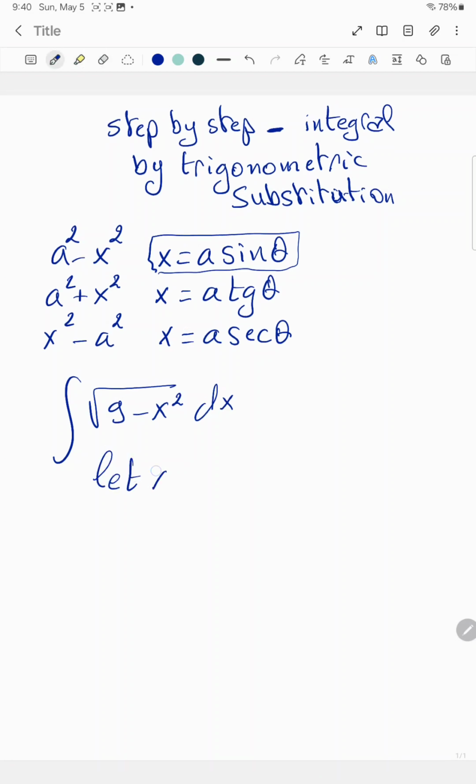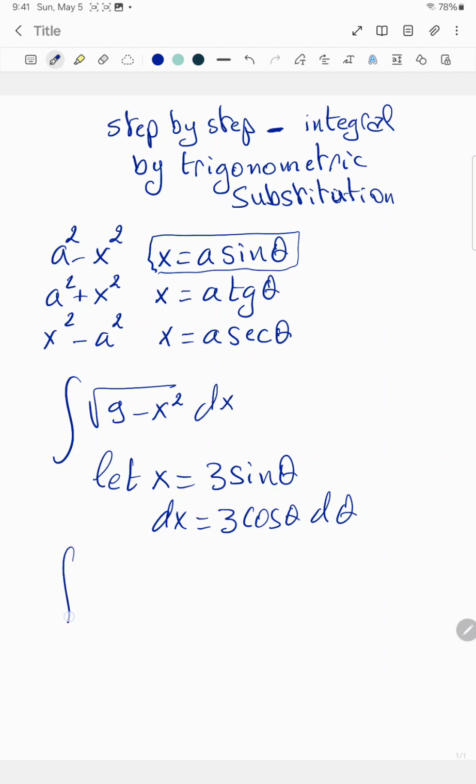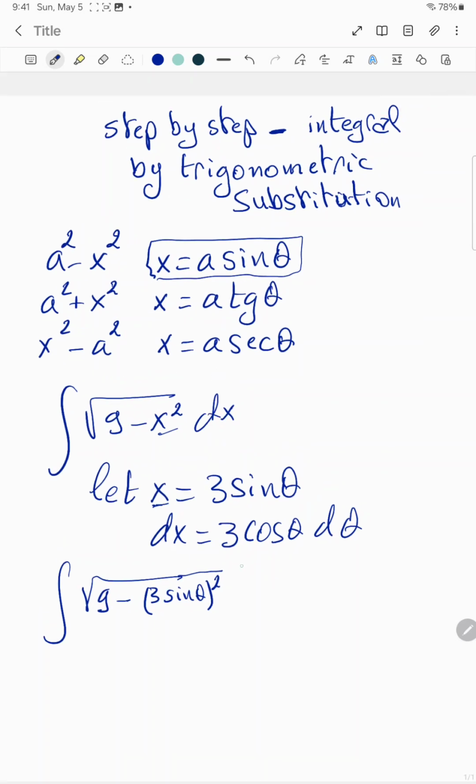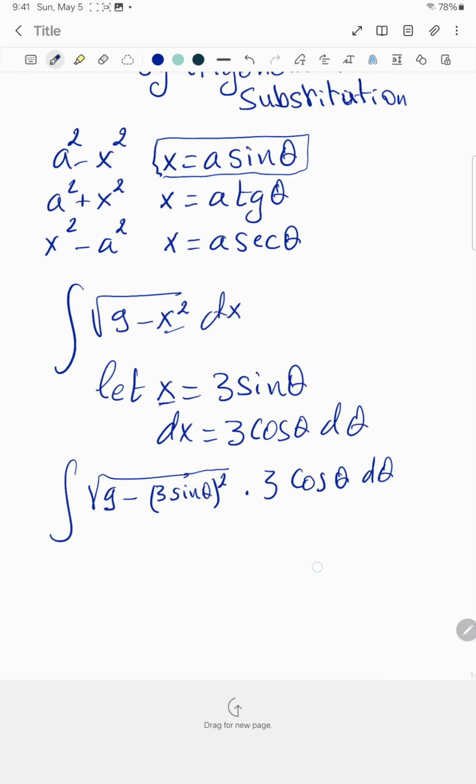So I will say, let x equal 3 sine of theta. Now my dx equals 3 cosine of theta d theta. Okay? Now my integral becomes square root of 9 minus, instead of x, I will put the x there, so minus 3 sine theta square. And my dx becomes times 3 cos theta d theta.